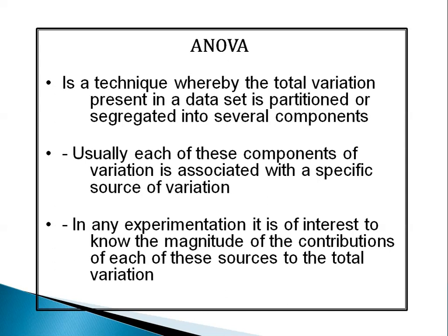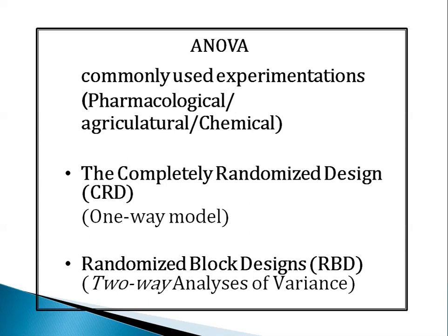It is a technique whereby the total variation present in the data set is partitioned or segregated into several components. Usually, each of these components of variation is associated with a specific source of variation. In any experiment, it is of interest to know the magnitude of the contribution of each of these sources to the total variation. Commonly, ANOVA is utilized for experiments in pharmacology, agriculture, and chemistry.